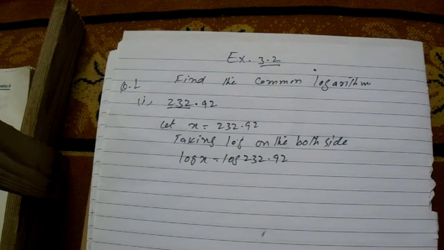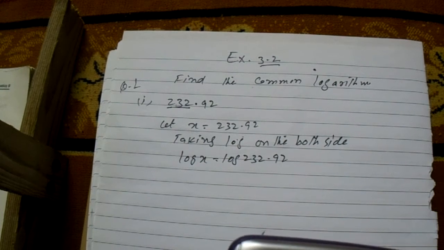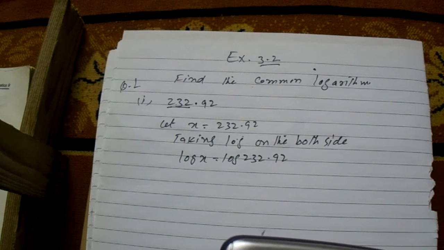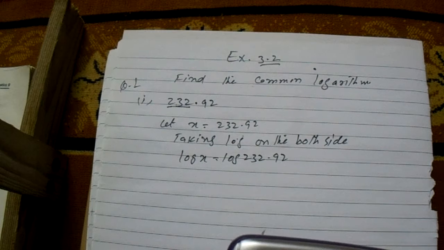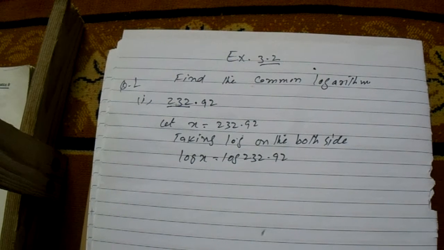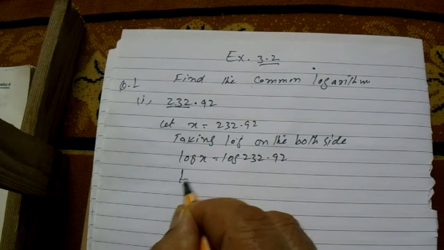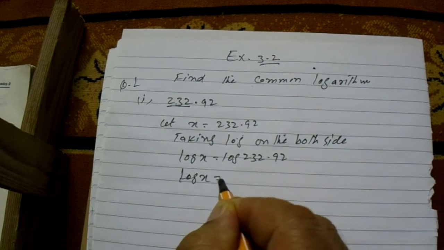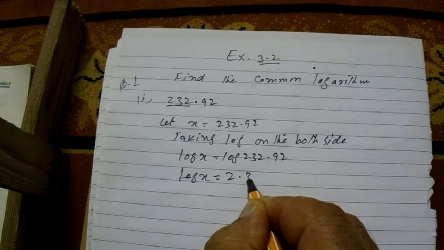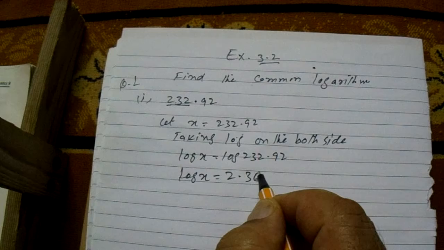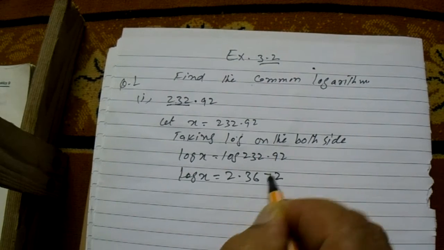Press log and write the number 232.92. Now press equal. You will write here log x is equal to 2.3672. Now this is your answer.